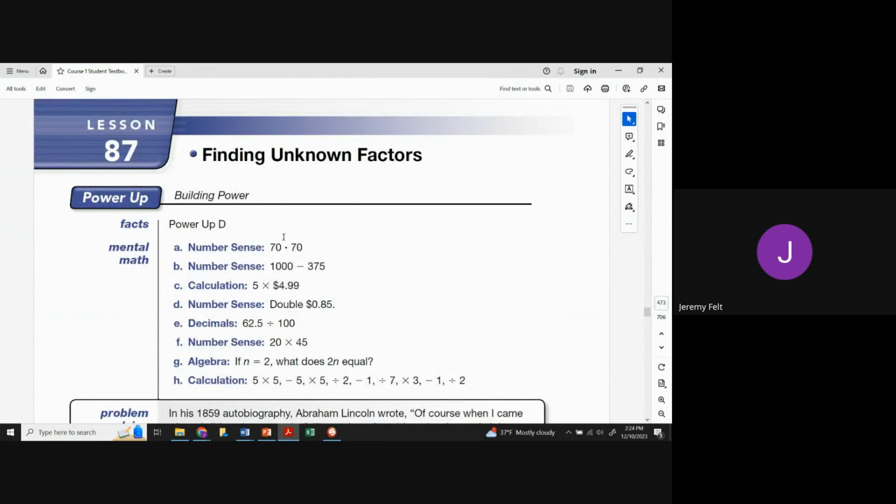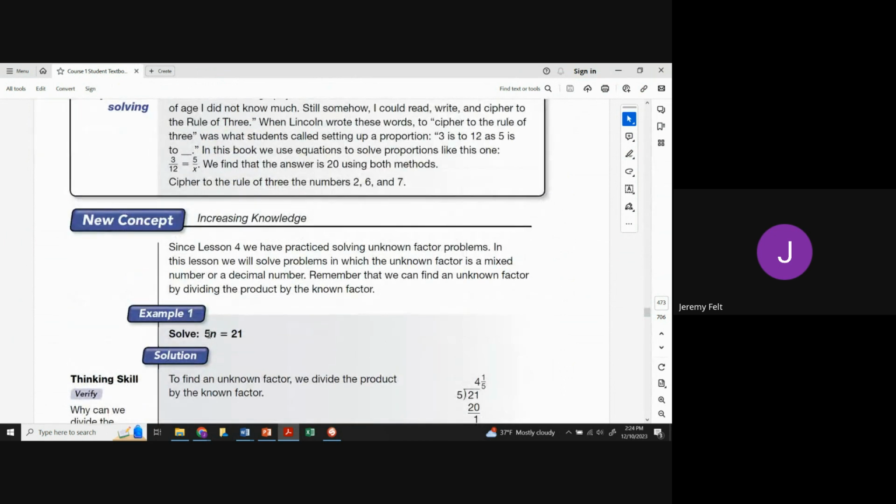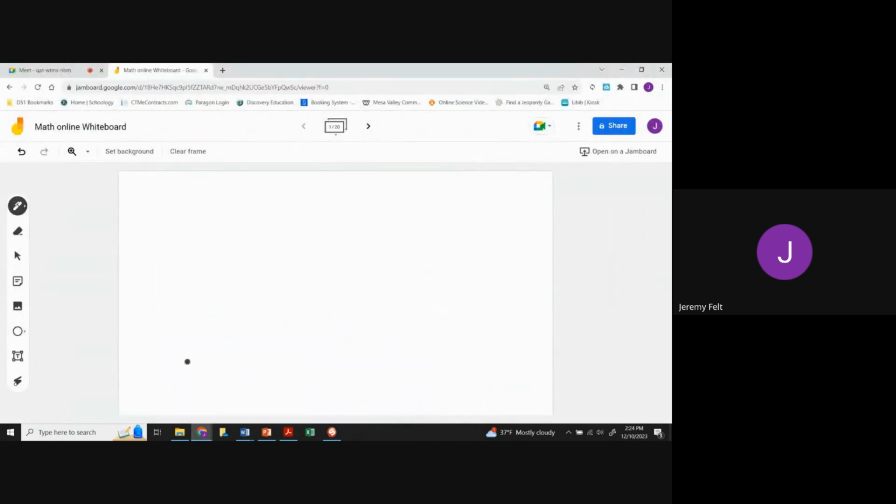All right, lesson 87, finding unknown factors. So if we have an unknown, an x, a y, an n, or whatever it is, well, we want to know what it is. And we've seen examples like this, where 2x equals 10. Oh, I know 2 times 5 equals 10. Yes, that's correct, but just the trial and error method, that's not going to be the most efficient way to do these down the road.